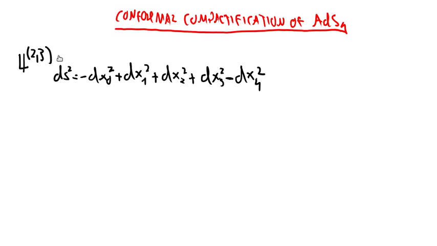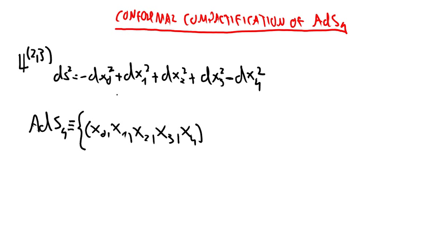And it turns out that AdS, anti-de Sitter in four dimensions, can be regarded as a subset of this space, which is defined as follows. Again, this is going to be a condition on the set of points which are in this space, and the condition is the following one.